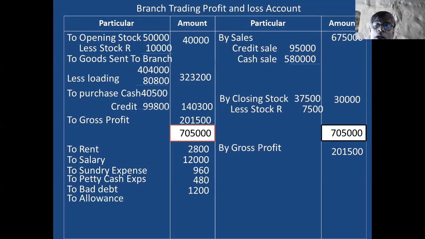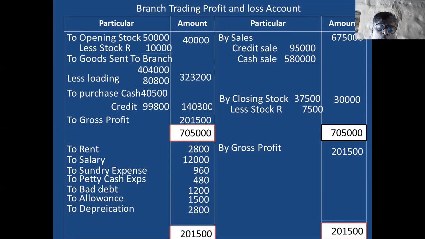Depreciation on allowance is 1,500. Depreciation on furniture is 10%. 10% of 28,000 is 2,800. You take 2,800. Then close the account and ascertain the net profit. 2,01,500 is the total. The net profit is 1,79,760. This is the point you remember.